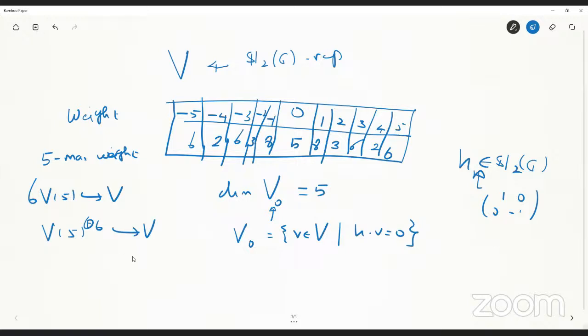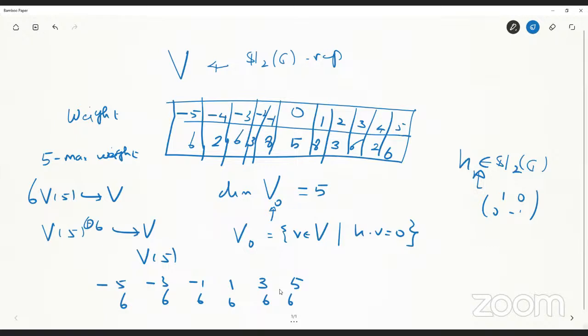But if I take V5, what are all the eigenvalues? -5, -3, -1, 1, and then what? 3, 5. So each one will occur with 6 of them. This 6, this 6, this 6, this 6, this 6. So these many things are actually vanishing.